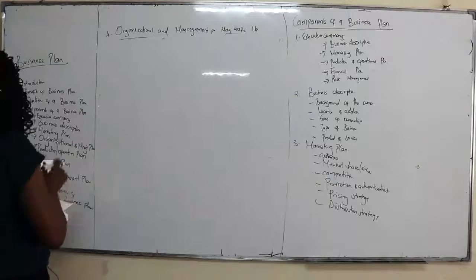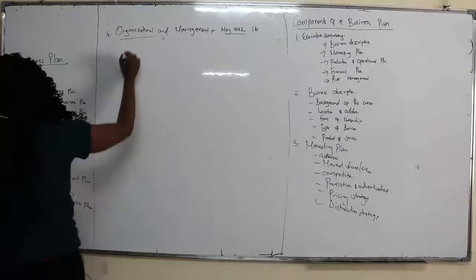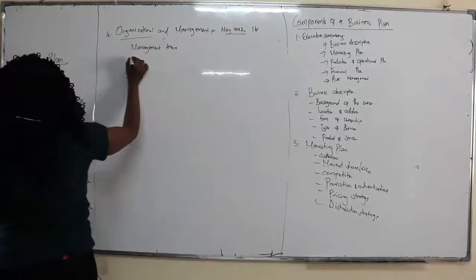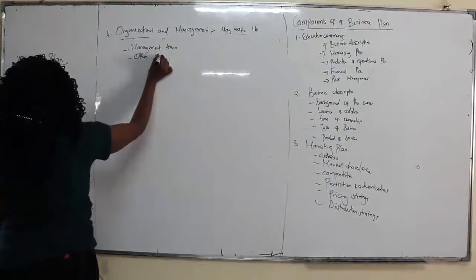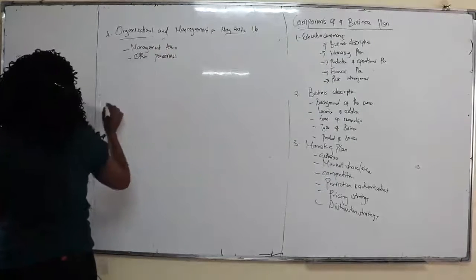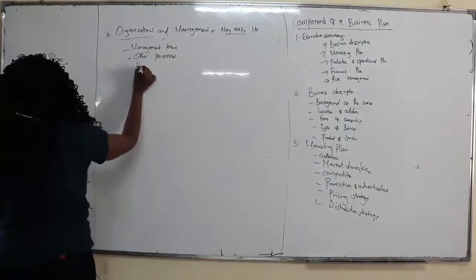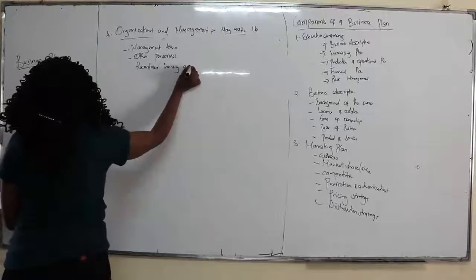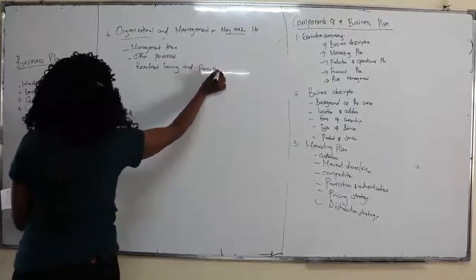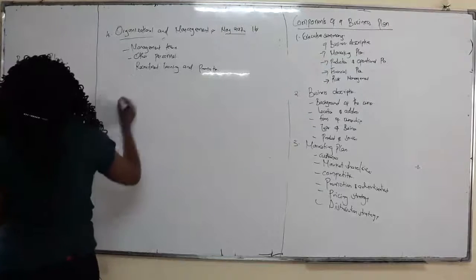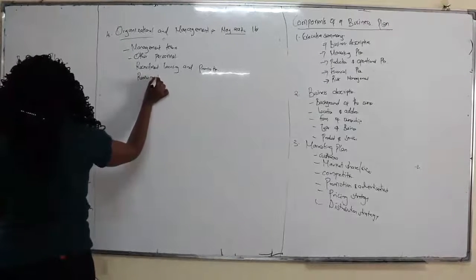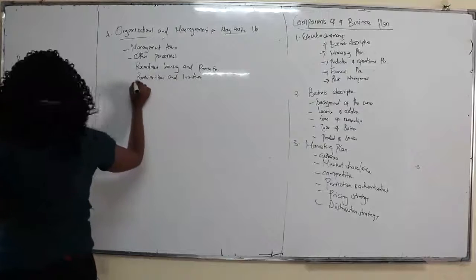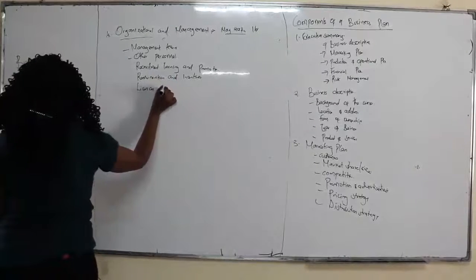So I've said under organizational management, look at the management team. Also other personnel: recruitment, training, and promotion. Remuneration and incentives. Also the licenses and permits.